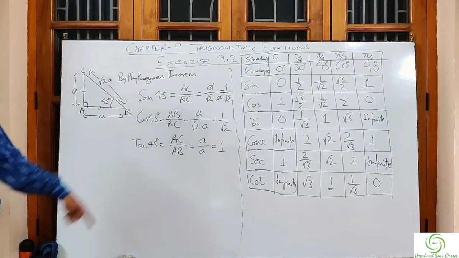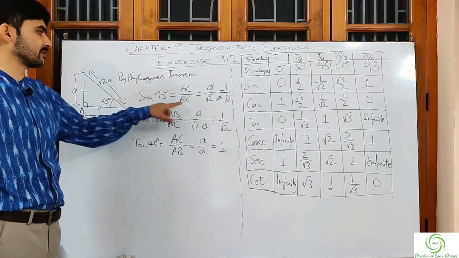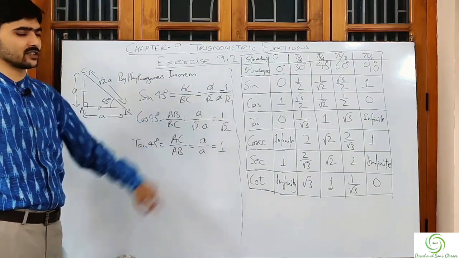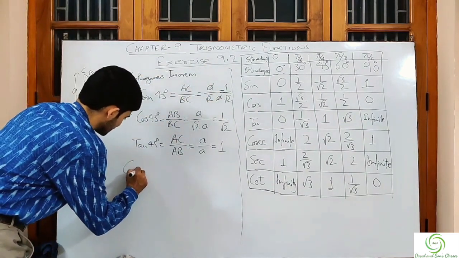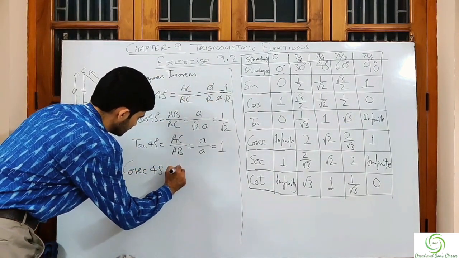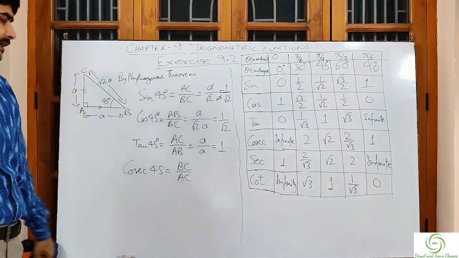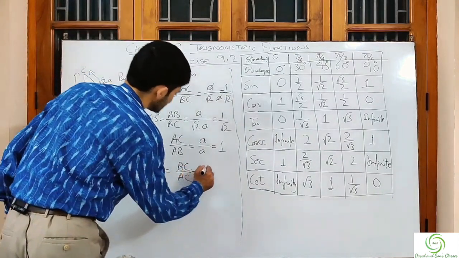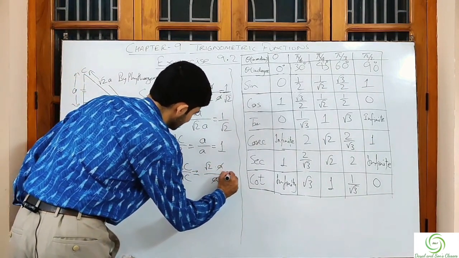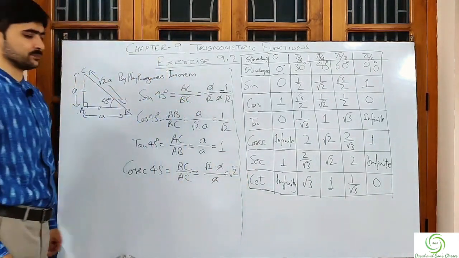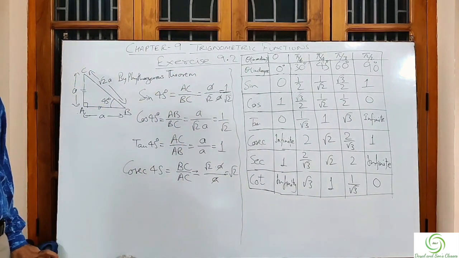And now if we calculate, sorry, cosec 45 will be equal to BC upon AC. That will give me root 2 into A. Okay, I write here cosec 45 degree is equal to BC upon AC. That is hypotenuse upon perpendicular. That is equal to root 2 into A divided by A, A gets cancelled. What we are left with? Root 2. Right? So we can calculate the values. I hope this is clear.